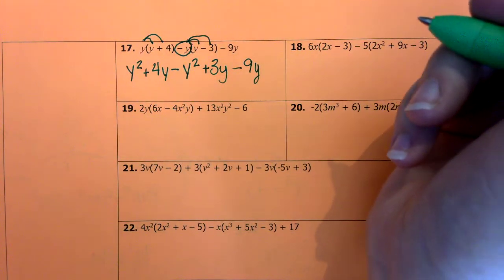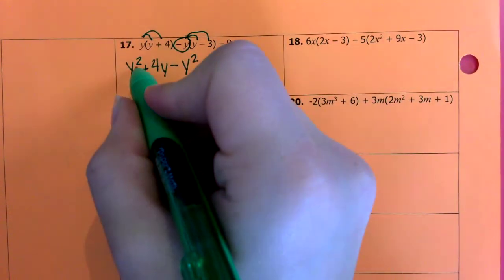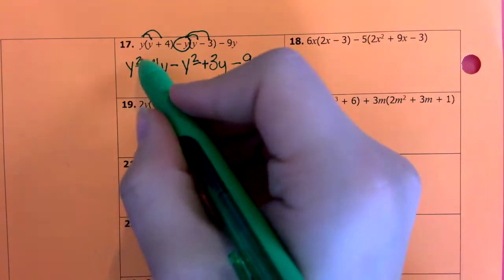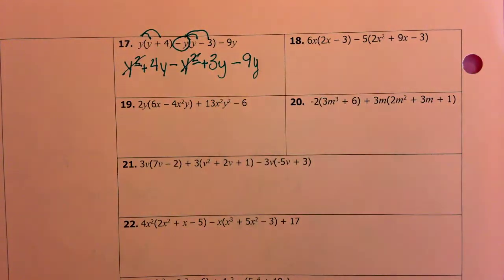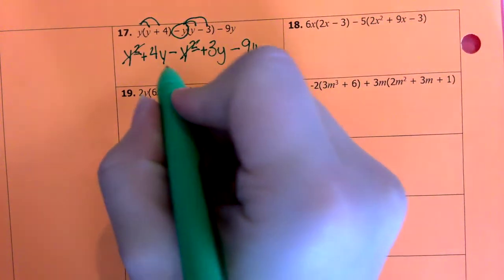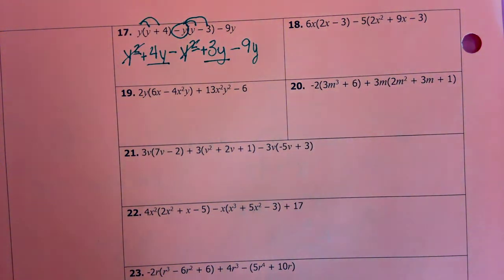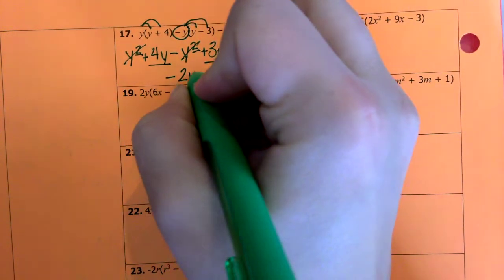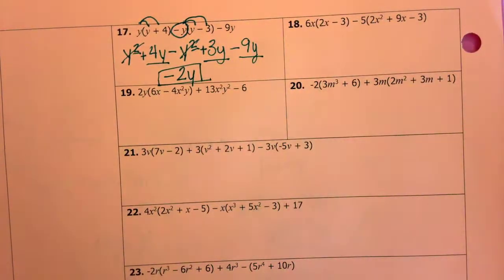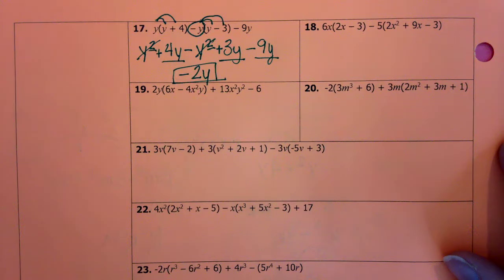Now I notice that my highest exponent is a 2. I have y squared minus y squared, and those two things cancel each other out. Now all I have left is 4y plus 3y, which gives me 7y. Then I subtract 9y to get a negative 2y. And that's my final answer. So that's what we have going on there.